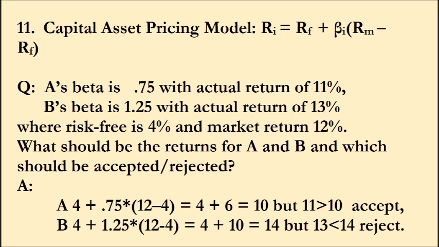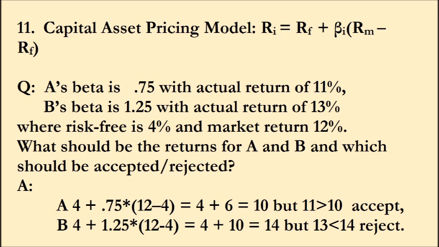Well, one of the cutting-edge theories in finance is the capital asset pricing model, which is the risk-free rate, say the Treasury bill, plus beta, that's a covariance divided by the variance, of the market premium above the risk-free rate. Here we have two examples, A and B.